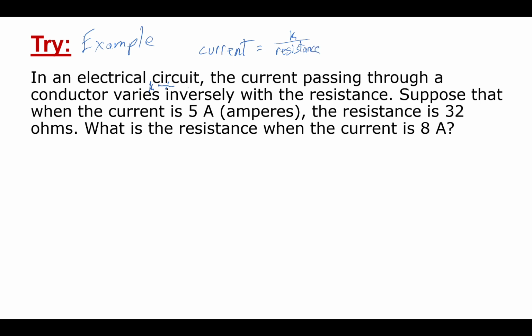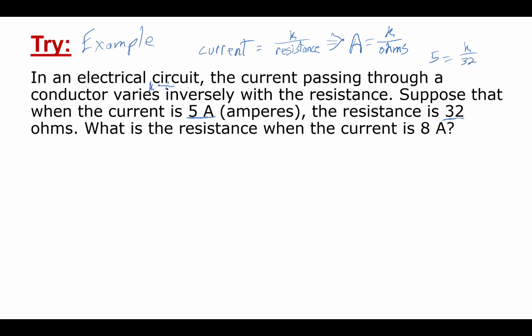Okay, but I know that the amperes are current, so that's a capital A, and the resistance is ohms, so this could be written as A equals K over ohms. Okay, so that's a nice formula. Now, I do know that when it's 5 amperes, the resistance is 32 ohms. So using that formula, this gives me that 5 is equal to some K over 32.